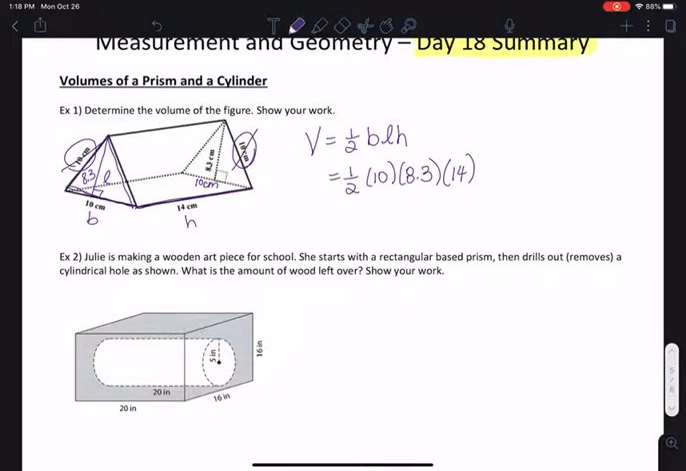So now I just type that into my calculator. I'm typing 1 divided by 2 times 10 times 8.3 times 14 equals, that's 581. And since it's a three-dimensional figure, the units are cubed, so centimeters cubed.